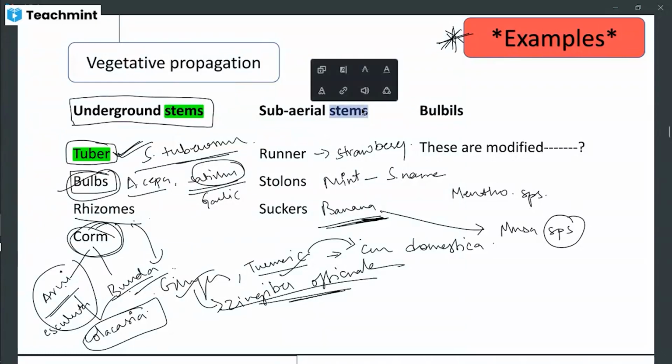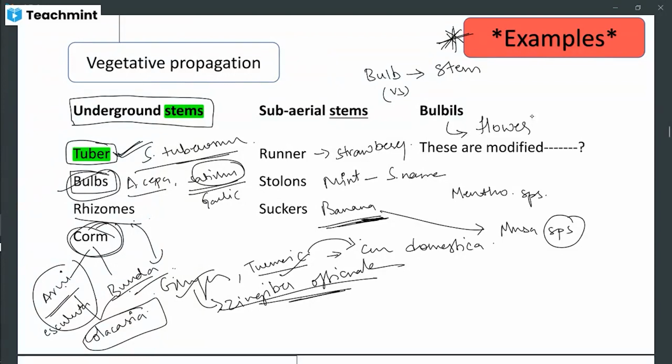Okay. So what are bulbils? What are these modified forms of? Modified flowers. Okay, good. So please do remember bulb versus bulbil. Bulb is a modified form of your stem. Okay, good. And bulbil is a modified form of the flower. There is one common thing between these two in the case of the example. Can anyone cite it? Bulb and bulbil.